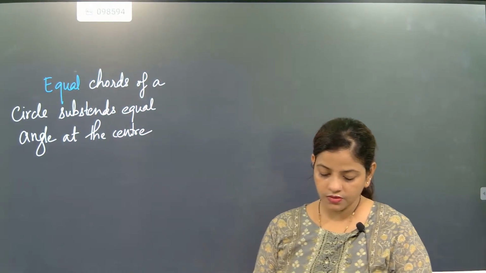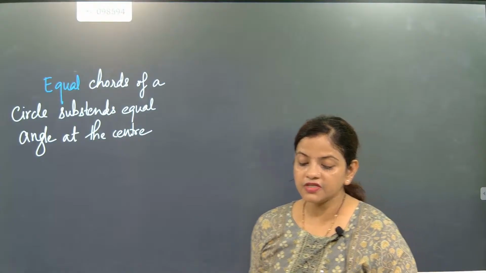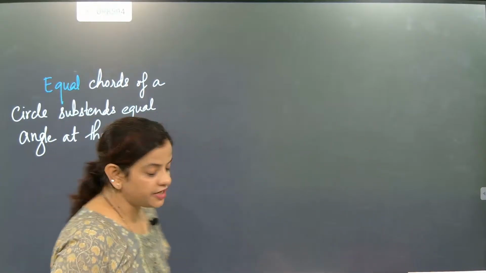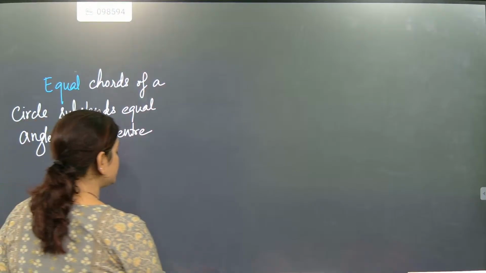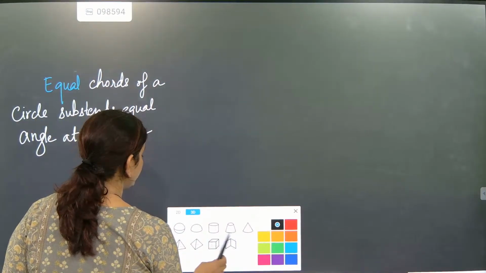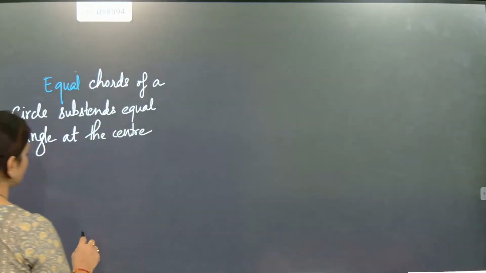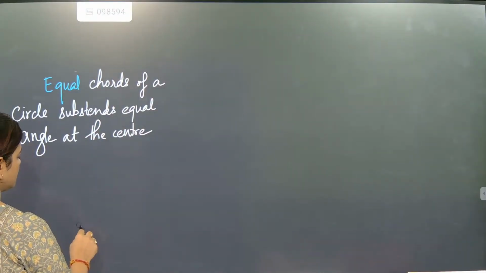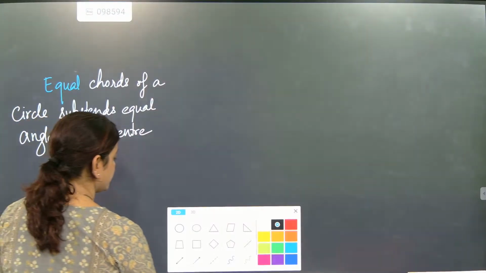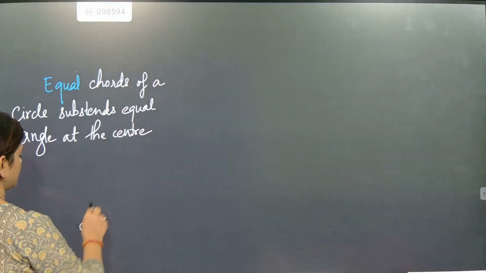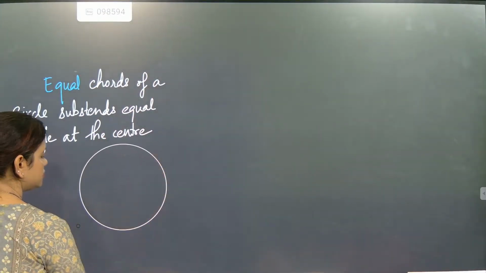Hi, Golu. So here, this is exactly equal chords of a circle subtend equal angle at the center. So how are we going to do this? Let's check this one out. We are going to draw this 2D figure. We are going to take a circle. So this is a circle.